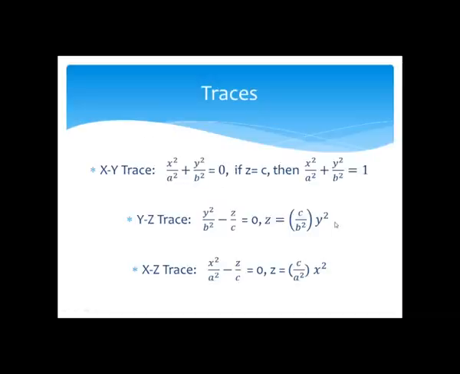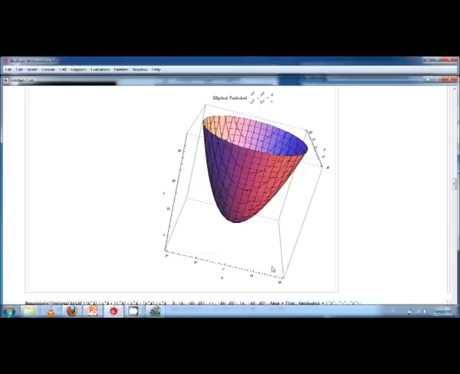For the yz trace, simply equate the x value to 0. What you find is an equation that resembles a parabola. This is similar to the xz trace. So this is the graph of an elliptical paraboloid.